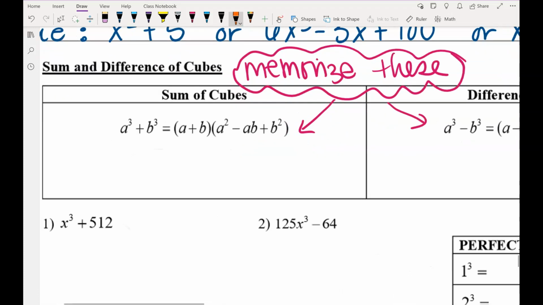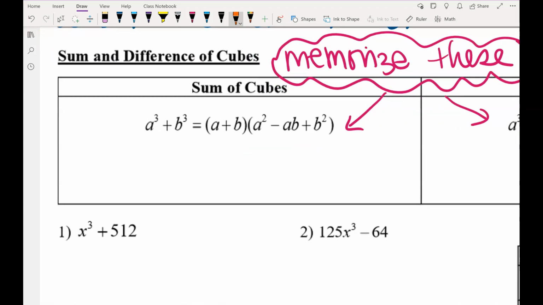So let's start with the first formula. The first formula, it's already in your notes packet, so you don't have to write anything down, just pay attention. We have a cubed plus b cubed. So the formula would be a plus b. If this sign is a plus, students, then this sign is always plus. Then times a quantity, the next factor is a trinomial. So we got a squared minus ab plus b squared.